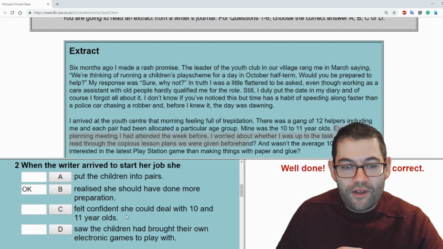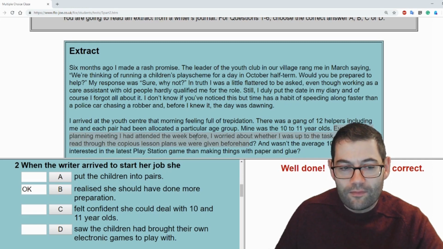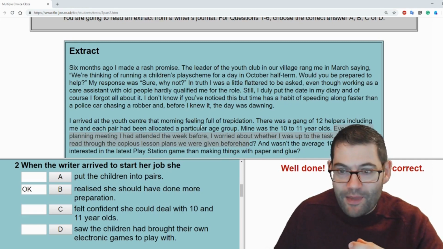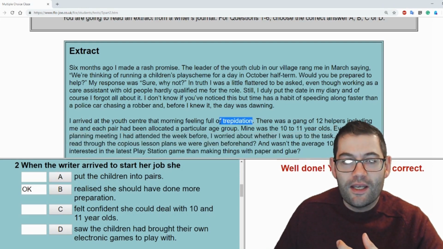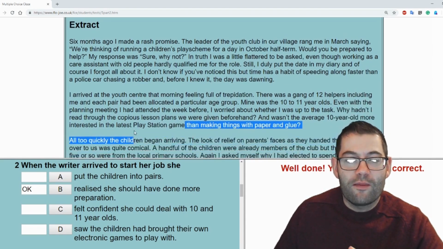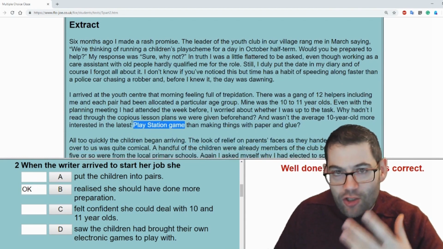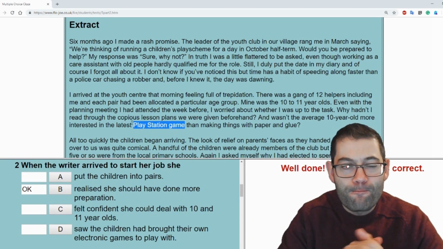Did she feel confident that she could deal with 10 and 11 year olds? There we go. Finally managed to get it out. There's nothing in here that talks about confidence. Indeed, if we go back to the beginning, it talks about the complete opposite, being nervous, being scared, being worried, with this noun trepidation. Did she see that children had brought their own electronic games to play with? No, there's reference to electronic games when it talks about PlayStations, but nothing that the children had brought them to school, so D is clearly wrong.